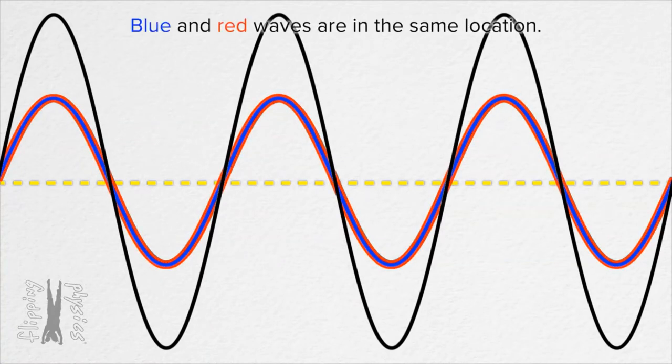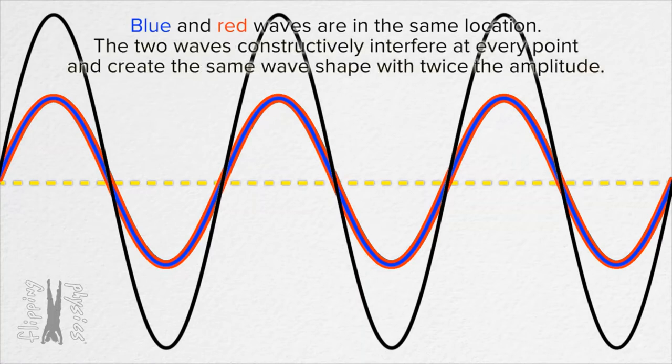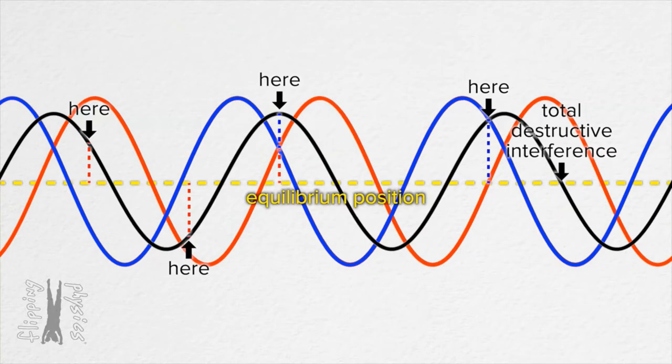Then the two waves constructively interfere with one another and create the same wave shape as the red and blue waves, only with twice the amplitude, right? That is correct, Bobby. At this moment, both waves constructively interfere with one another and create the standing wave pattern with twice the amplitude.